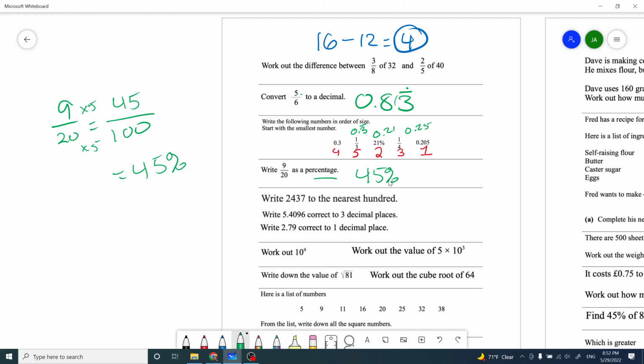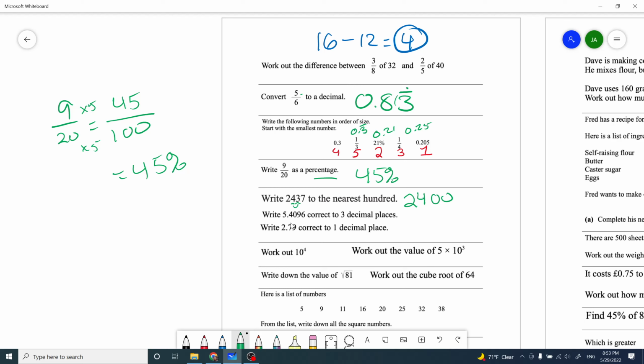Next we have some rounding. 2,437 to the nearest hundred, so we're going to look at the hundreds place and the number after it to see if we need to round up or round down. So since the number after it is a 3, it's less than 5, so we're going to leave this number the same and fill the rest in with zeros.